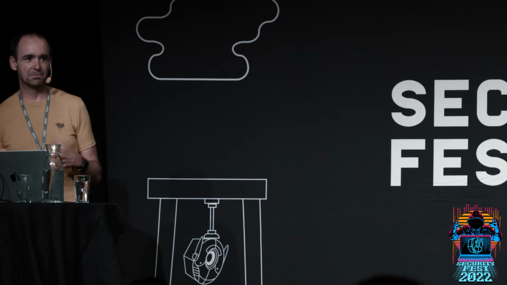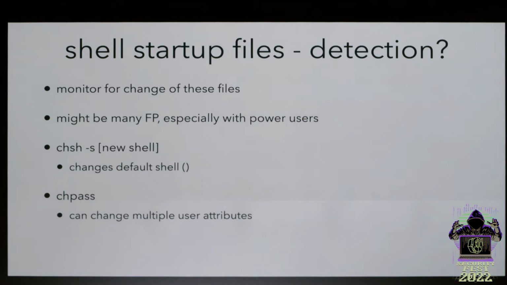Like there are some applications, like anything that implements or uses the endpoint security framework, for example, they have to have full disk access in order to function. Anyhow, so how can we detect these as blue teamers? So just monitor for changes to any of these files. I think there might be some false positives, especially with power users, but generally average users probably don't modify these files. Also monitor for the execution of chsh, which is a command to change the shell environment.